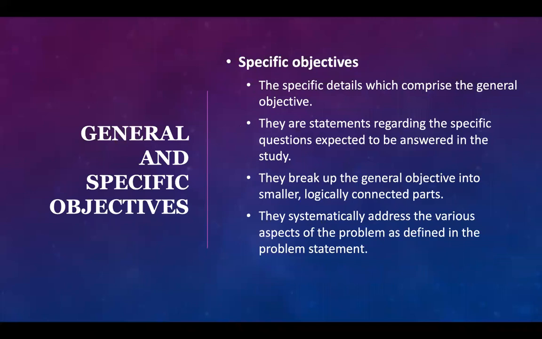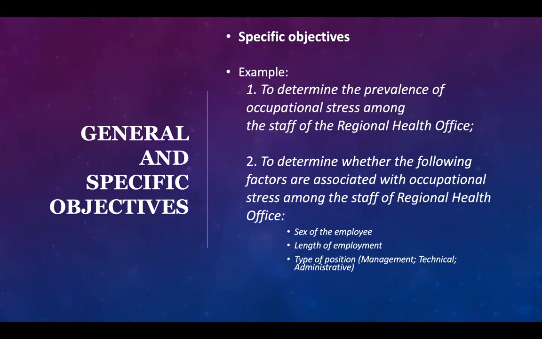On the other hand, specific objectives spell out the specific details which comprise the general objectives. They are statements regarding the specific questions expected to be answered in the study. They break up the general objectives into smaller, logically connected parts. They systematically address the various aspects of the problem as defined in the problem statement.